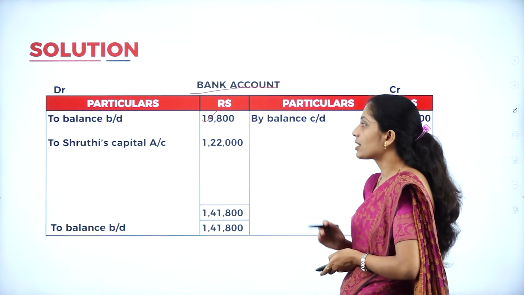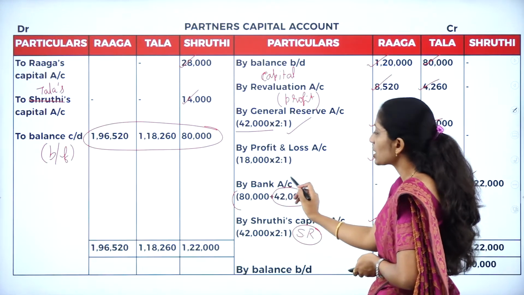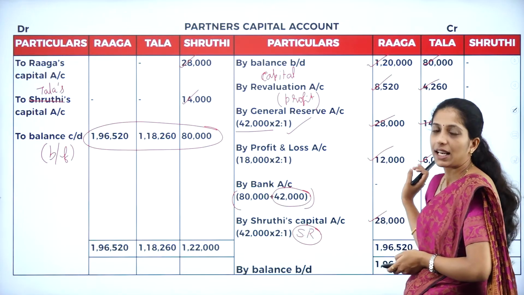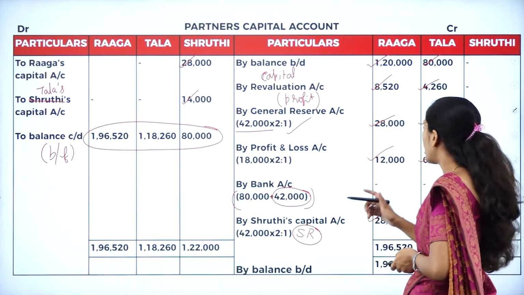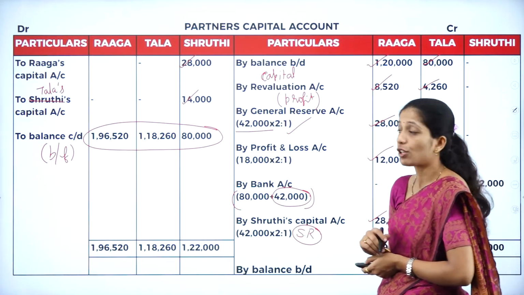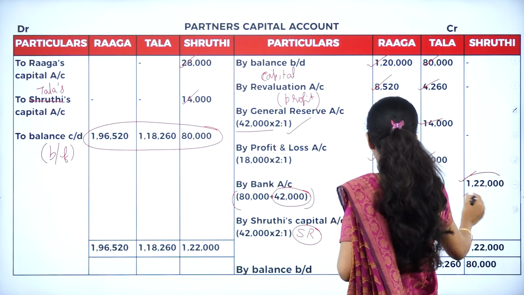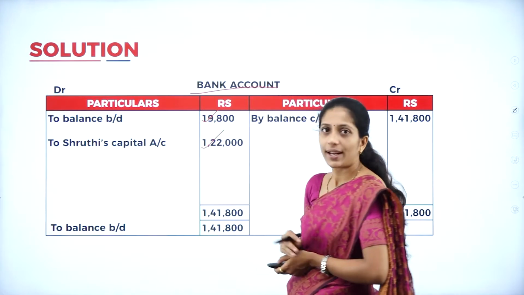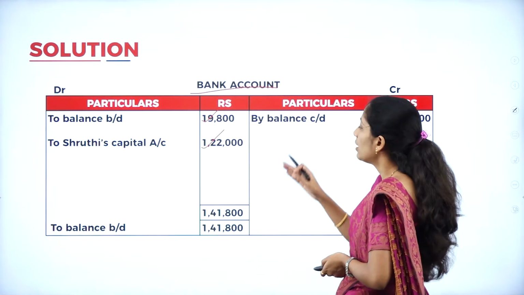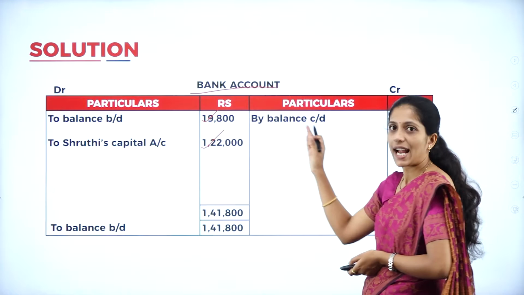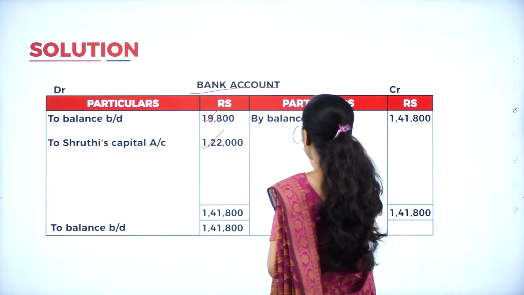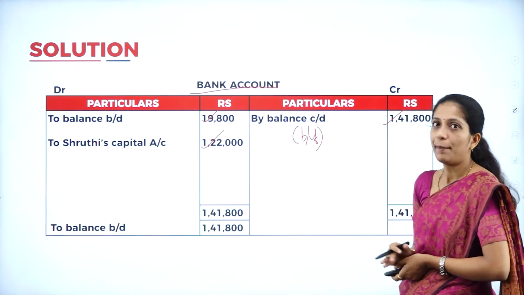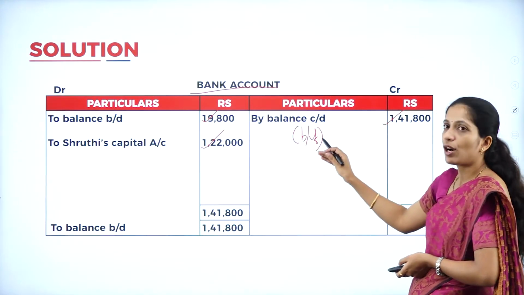Next, what we have done here, we have transferred the capital as well as goodwill of the partners to the new partner's capital account, that is Shruti. So how do you record? To Shruti's capital account. So how much? The amount is 1,22,000. So to Shruti's capital account 1,22,000. Now we are done with this. Balance both the sides and the balancing figure will be transferred, or it has to be carried down and it has to be shown in the balance sheet. So the balance amount is how much?